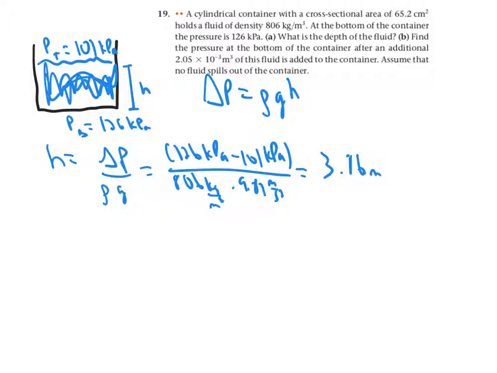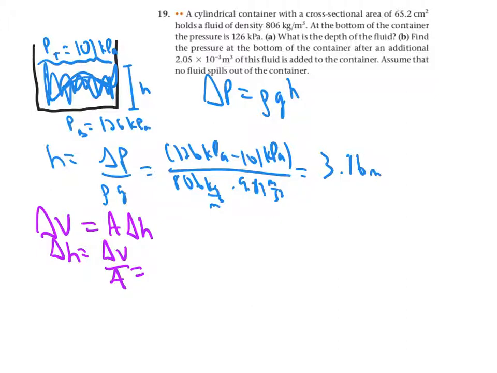Okay. And then part B says if we add an additional amount of cubic meters to this fluid, what happens to the pressure at the bottom? So what we want to do is figure out how much extra height we added. Let's switch colors. The change in the volume is the area times the change in the height, which means that the change in the height is the change in the volume over the area.